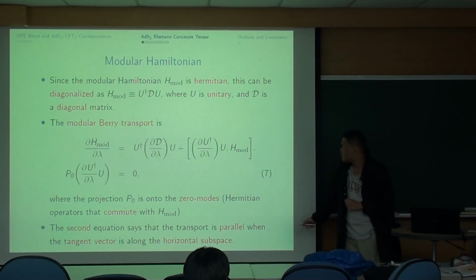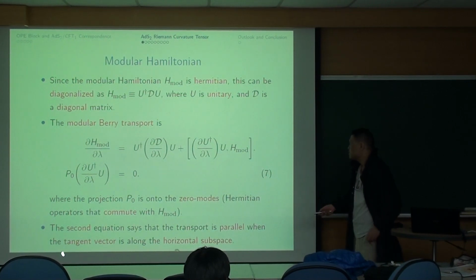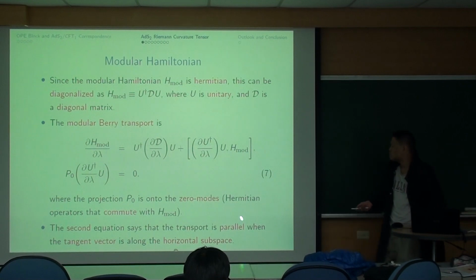And the second equation, let me say more about the second equation. The second equation says that the transport is parallel when the tangent vector is along the horizon subspace. This is the geometric meaning of the second equation.